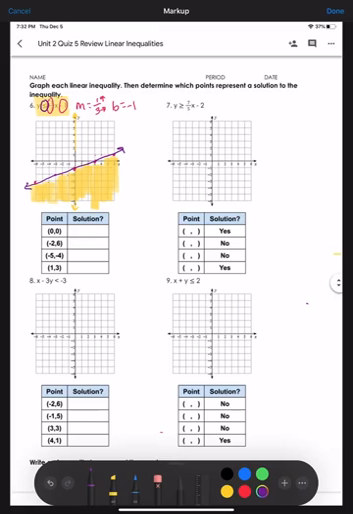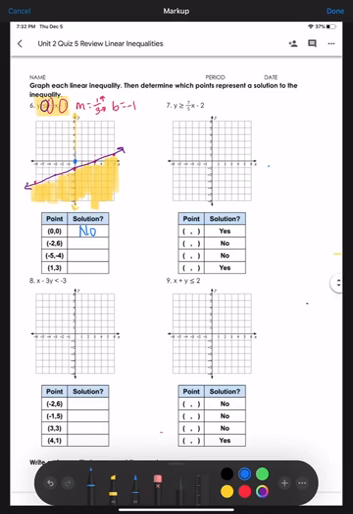So here we're going to test points. So I'm first going to test the point 0, 0. I'm going to actually plot this point so that I can make sure I know what I'm looking at. 0, 0 is the origin right here. It is not on the line. It is not in the shaded area, so no, it's not a solution.